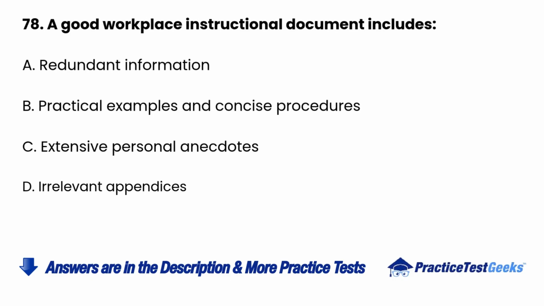78. A good workplace instructional document includes: A. Redundant information. B. Practical examples and concise procedures. C. Extensive personal anecdotes. D. Irrelevant appendices.